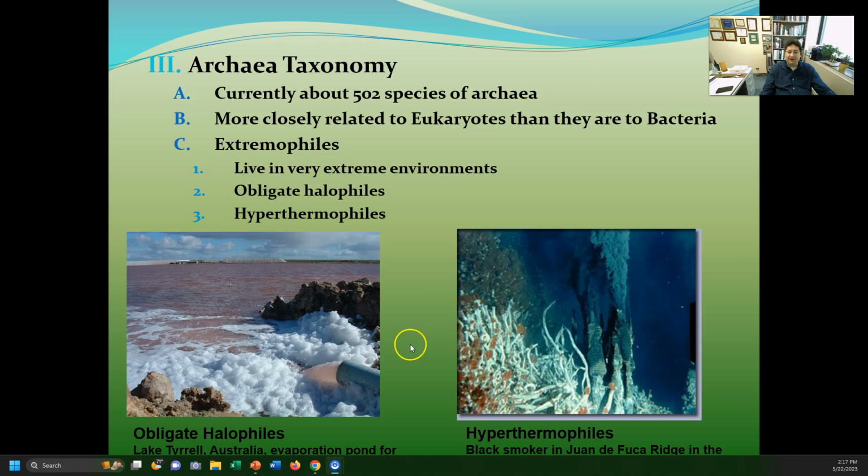And hyperthermophiles. Hyperthermophiles are archaea that can live in very, very hot temperatures. So you see the black smoker here. This is a hydrothermal vent at the very bottom of the ocean, where heat from Earth's core mixes with the water at the bottom of the ocean and creates these little ecosystems. Some archaea can thrive down here. Most other organisms aren't going to make it.